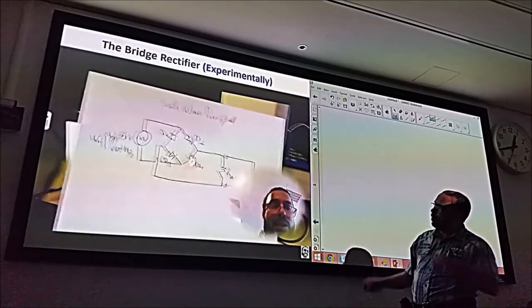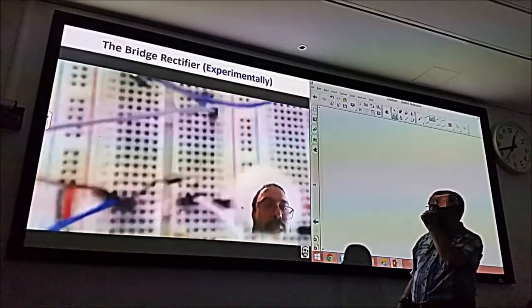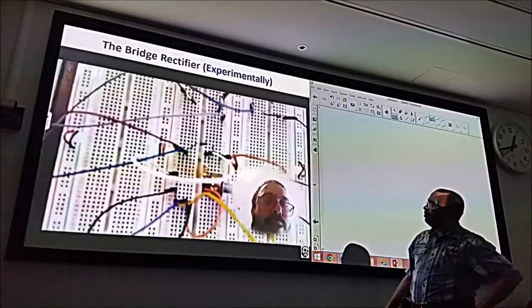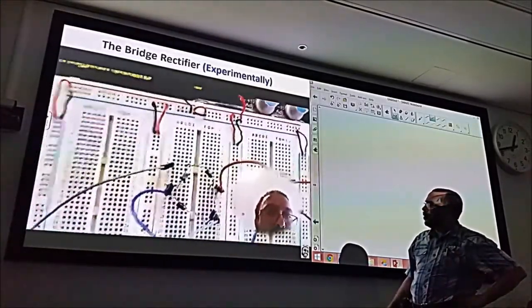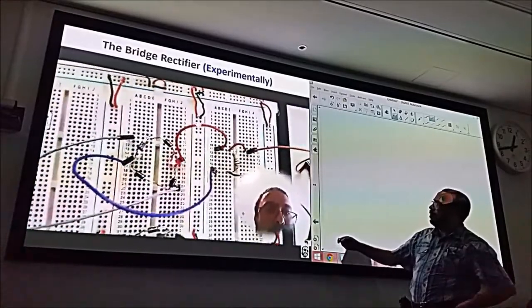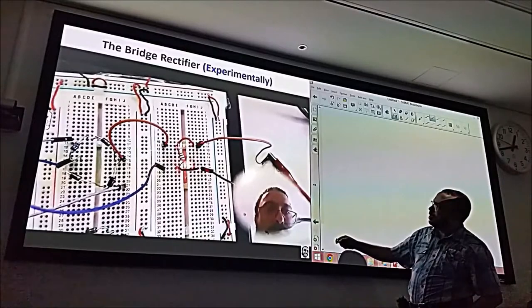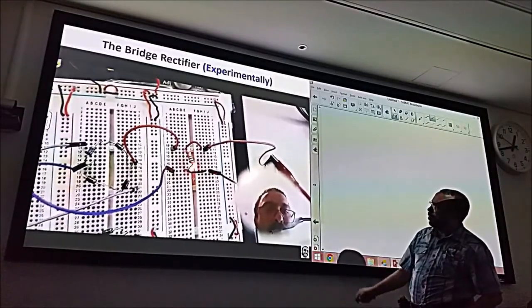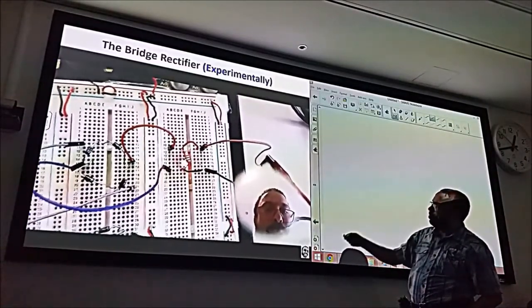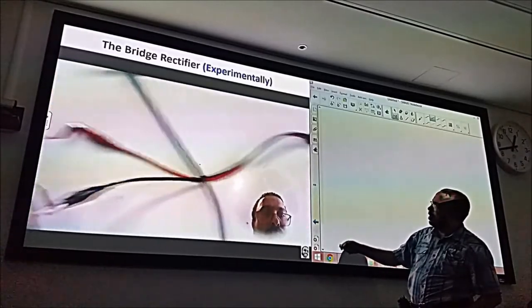D3 and D4. Good. Alright, good. And then, let's come out of it. So this is the bridge. What's the bridge here? This is the bridge, and across the bridge, these two, we have this resistor. Doesn't matter its value. We have its value, okay? And from here we get this output.